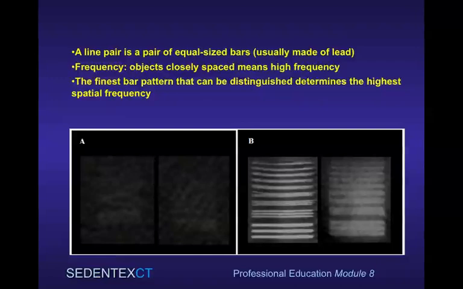The line pairs that you can see in the phantom are pairs of equal-sized bars, and these are usually made of lead. The frequency is useful because the objects closely spaced together mean high frequency, and the finest bar pattern that can be distinguished determines the highest spatial frequency for that particular scanner. These two images show the same pattern imaged by two different cone beam CT scanners. Clearly there's a world of difference in image quality between the two of them.